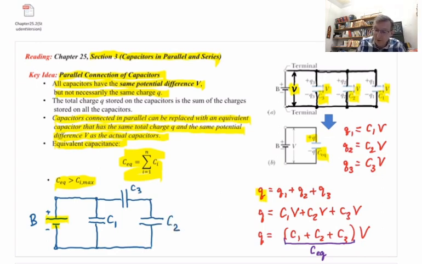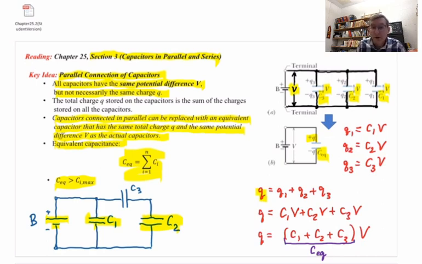Here's my question for you. Are the capacitors C1 and C2 in a parallel connection? I want you to think about that. Feel free to pause the video, get yourself an answer, and then come back. Okay, again, the question was, are C1 and C2 connected in parallel?